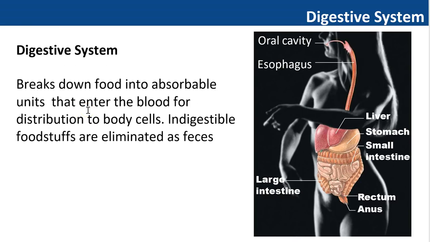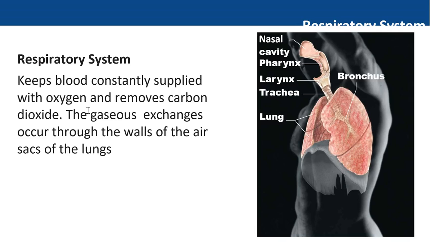The next system is the respiratory system. The respiratory system consists of the nasal cavity, the pharynx, larynx, trachea, bronchi, and lungs. The job of the respiratory system is to keep the body supplied with oxygen and remove carbon dioxide.